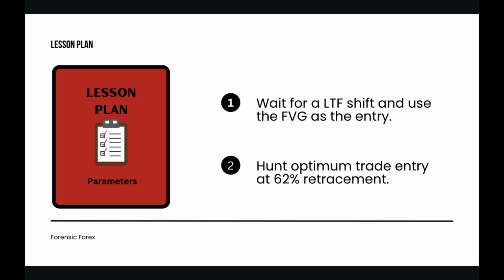When it comes to trading the London close, there are two ways I would recommend hunting setups. The first way is waiting for a lower time frame shift and using the fair value gap as an entry. The second way is looking for a lower time frame swing low and swing high to hunt an optimal trade entry at 62% retracement level. Let's take a look at both examples.